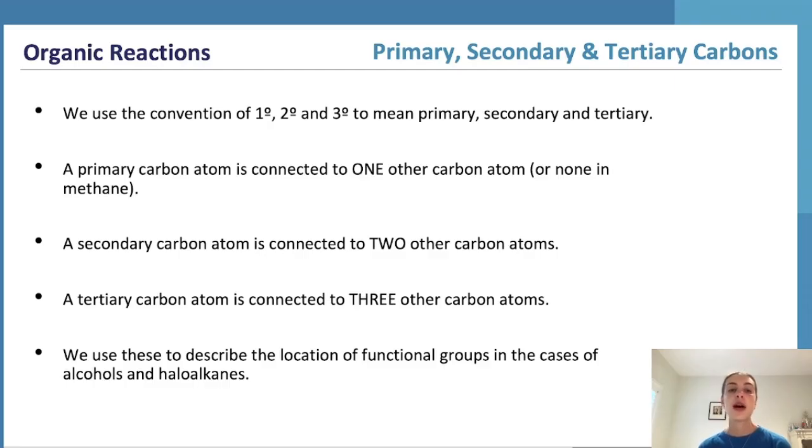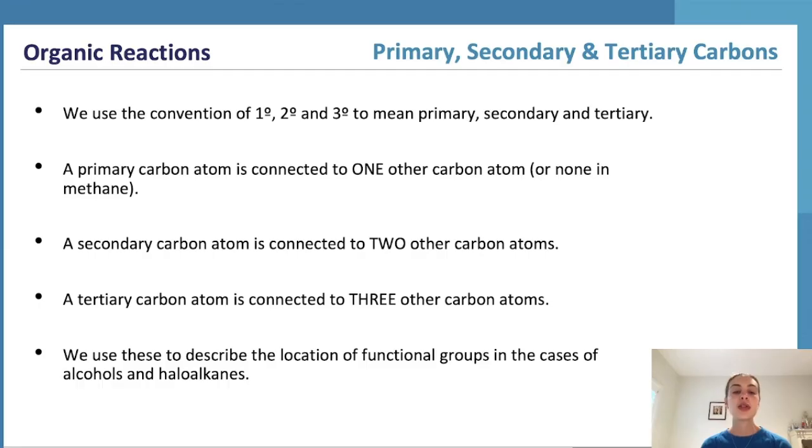A primary carbon atom is the carbon atom which is connected to one other carbon atom, or, for example in methane, no other carbon atoms. A secondary carbon atom is connected to two other carbon atoms. And a tertiary carbon atom is connected to 3 carbon atoms.